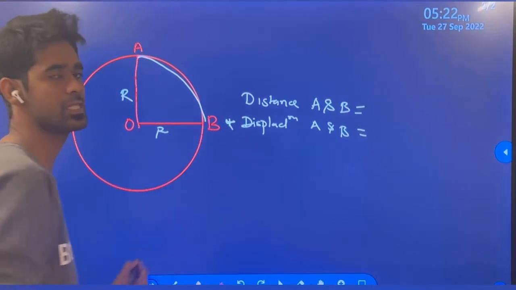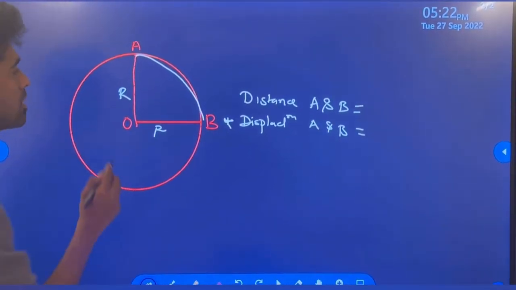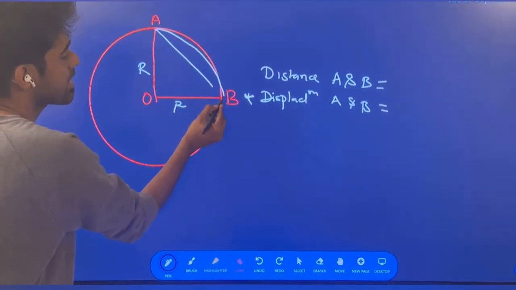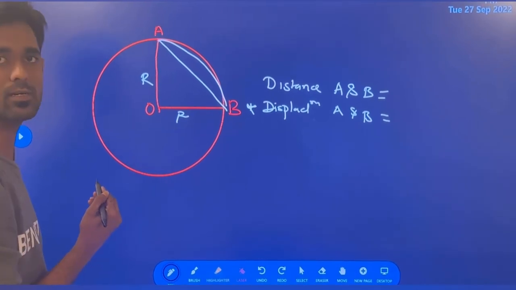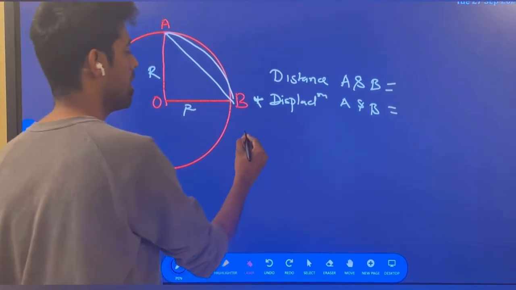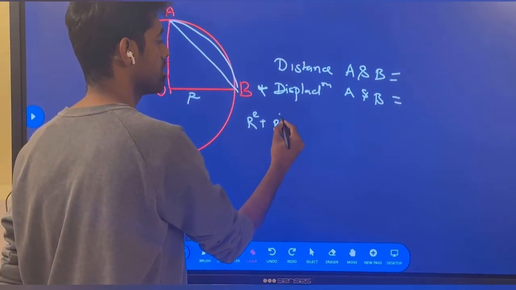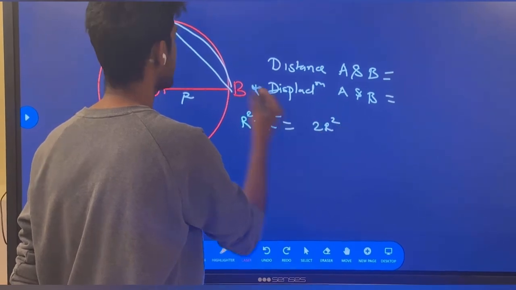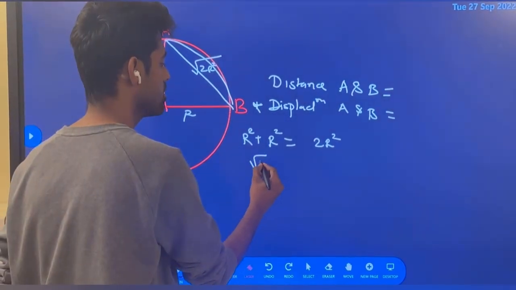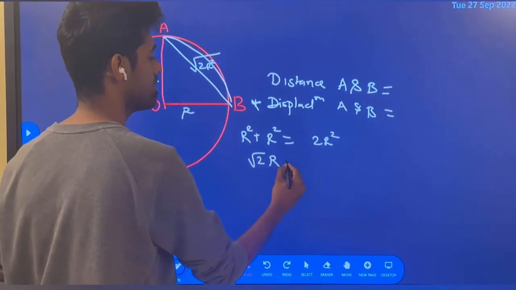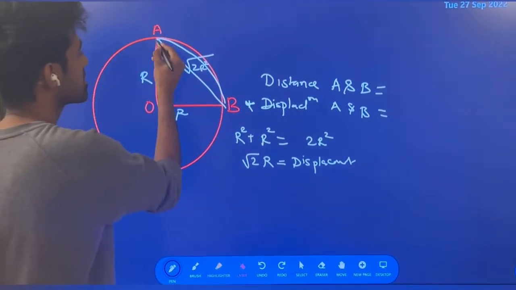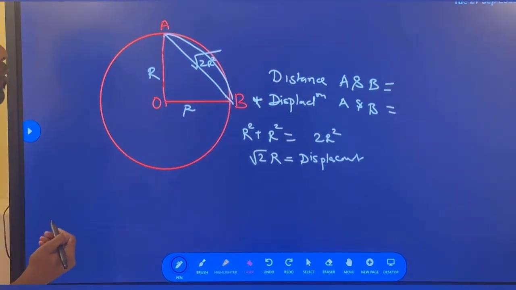But if I am talking about displacement over here, if you closely have a look at this particular figure, this straight line between A and B is the displacement. Now how do we find it? We find it using the Pythagoras theorem. R square plus R square is equal to 2R square. This is your 2R square and I take the whole root. So what am I going to have over here? Root 2 R, and this is nothing but my displacement. Now simply, why is this my displacement? Because it is the shortest possible path between the 2 points A and B.